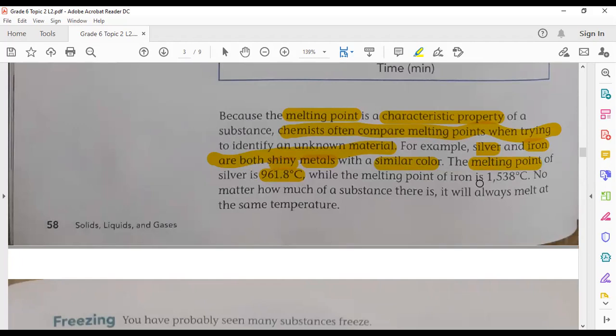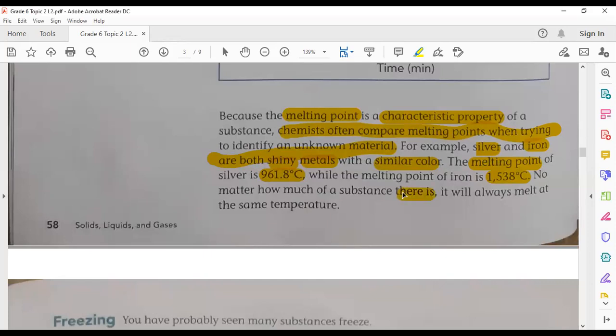While the melting point of iron is 1,538 degrees Celsius, which is the larger melting point. Which melts at a higher temperature, iron or silver? Iron, of course.